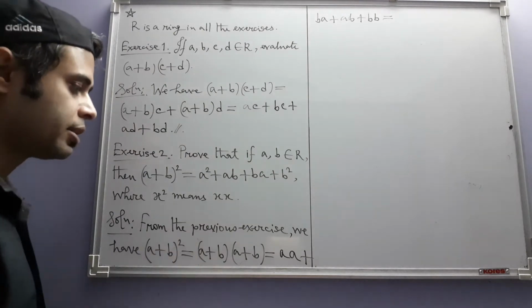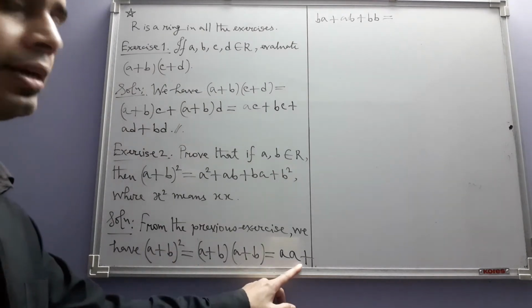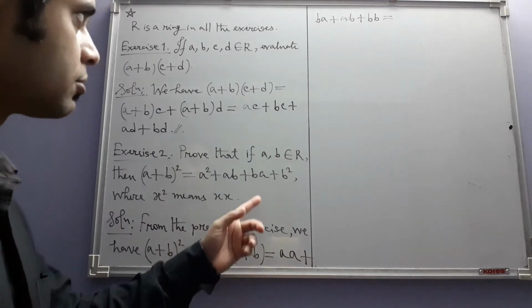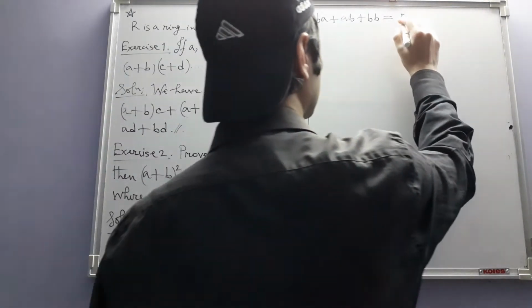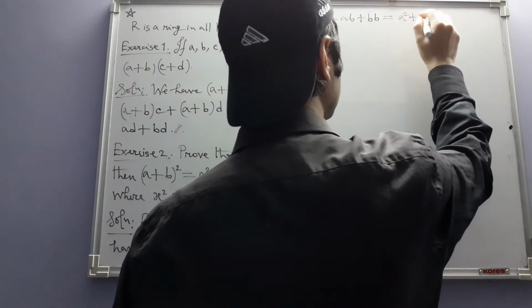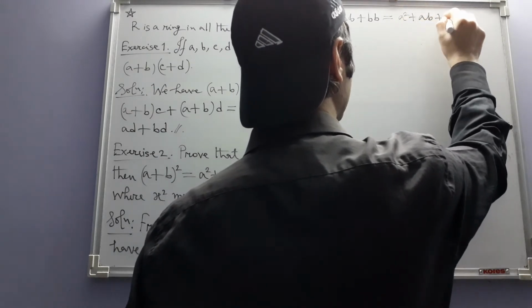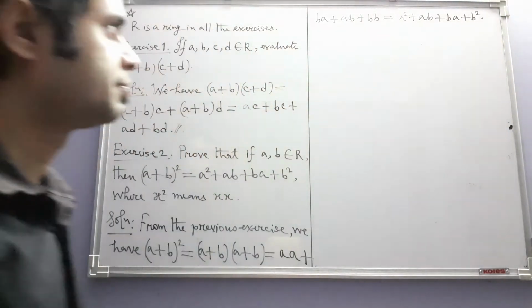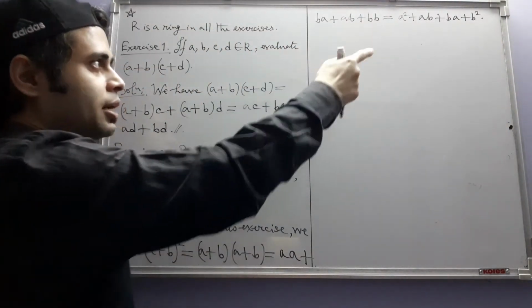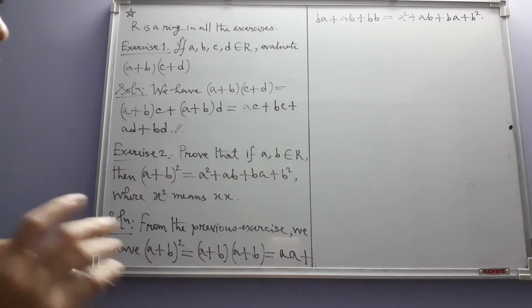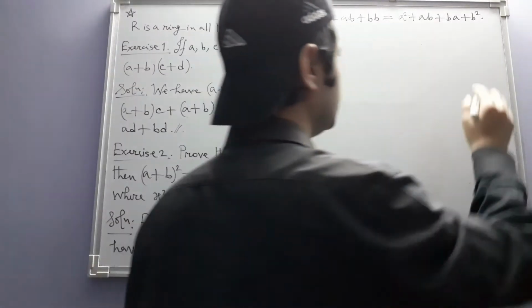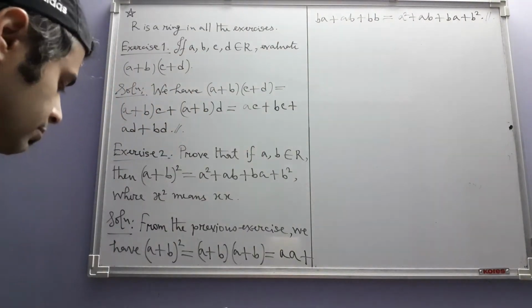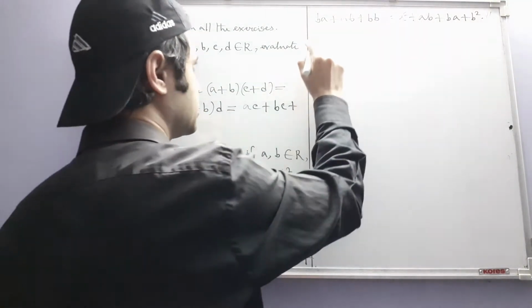Now keeping in mind that not only is addition associative but it's commutative also in a ring, this can be written as A square plus AB plus BA plus B square. BA plus AB can be written as AB plus BA because addition is commutative. So that's how we get what we wanted. Then we come to exercise 3.